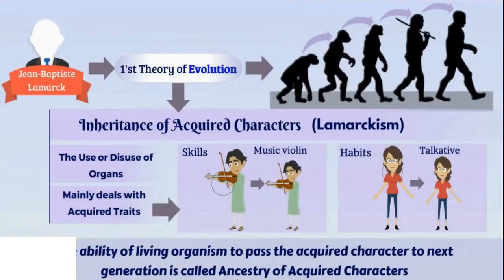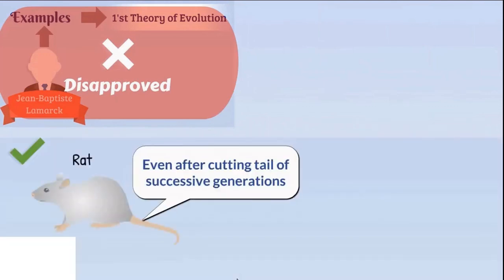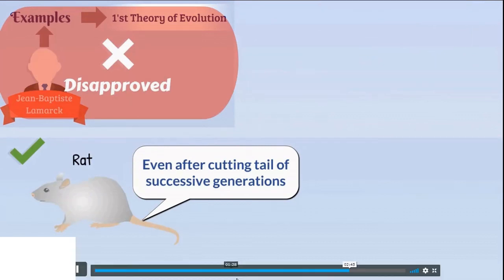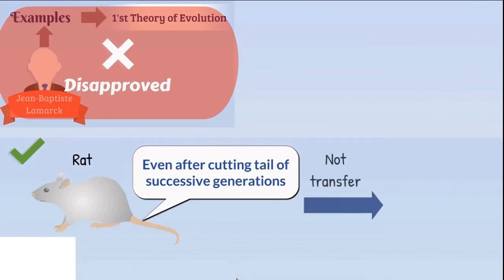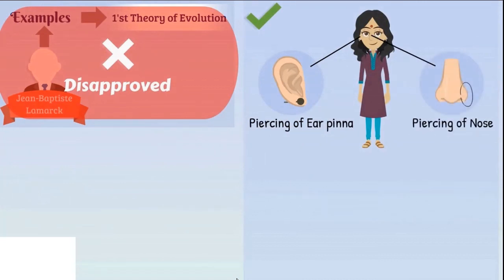Despite explaining the theory and giving examples, Lamarck's theory was disapproved. It is because it has been proved experimentally many times that modifications or changes in an organism cannot be transferred to its offspring and next generations. A simple example is the piercing of the ear pinna and nose of Indian women, which is an acquired character that has never been transferred to their next generations.